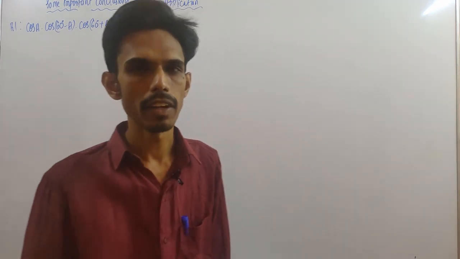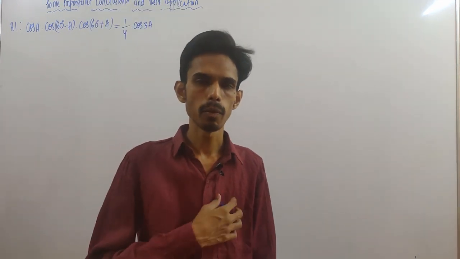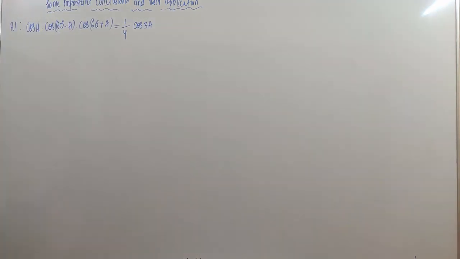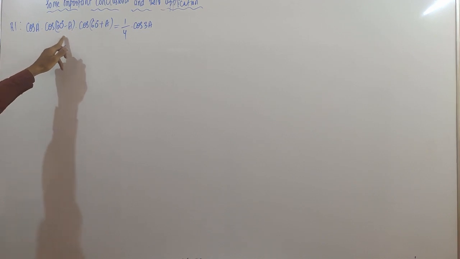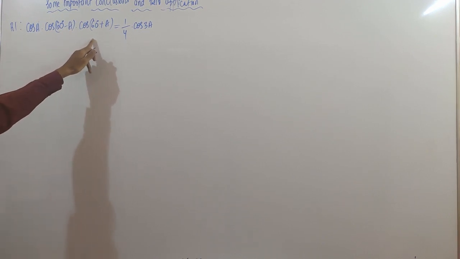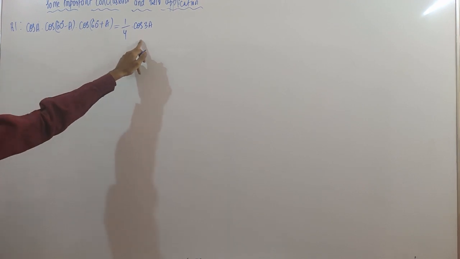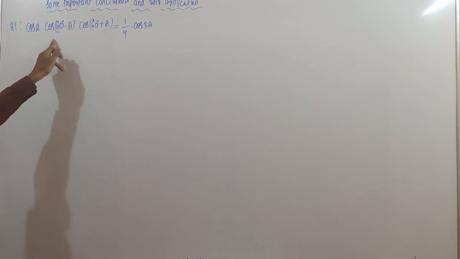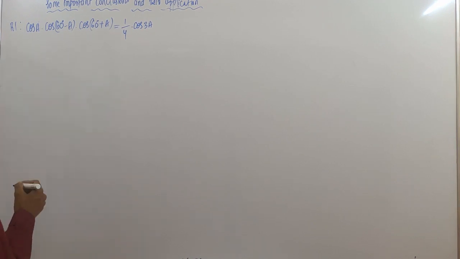In this class, we will derive some of the important results that will be helpful in solving many problems in trigonometric ratios and transformation. Let us see here. First result is cos A into cos(60 minus A) into cos(60 plus A) is equal to 1 by 4 cos 3A. Here we have seen that multiplication of cosine is there. Now this can be proved.